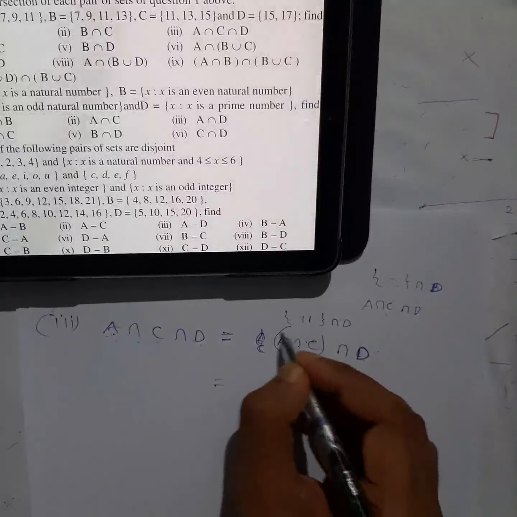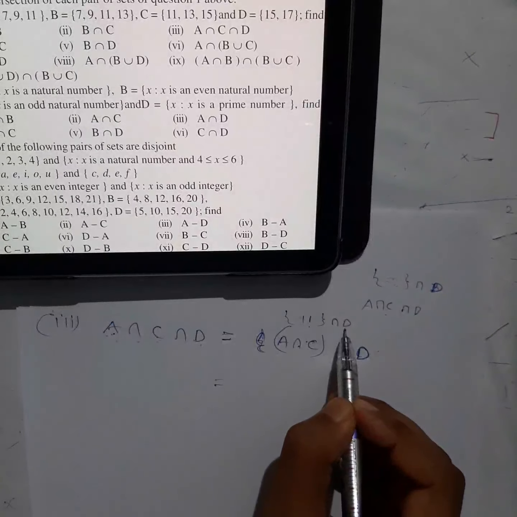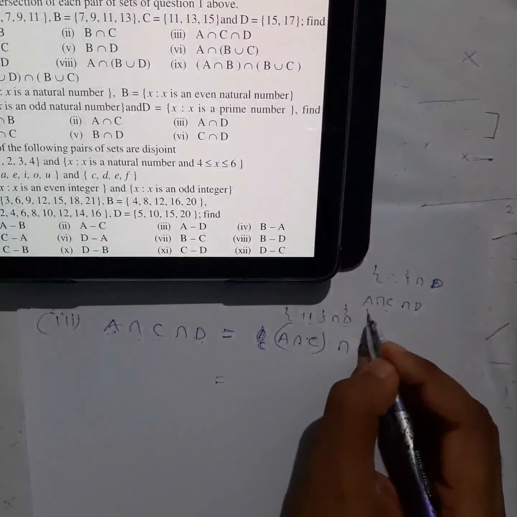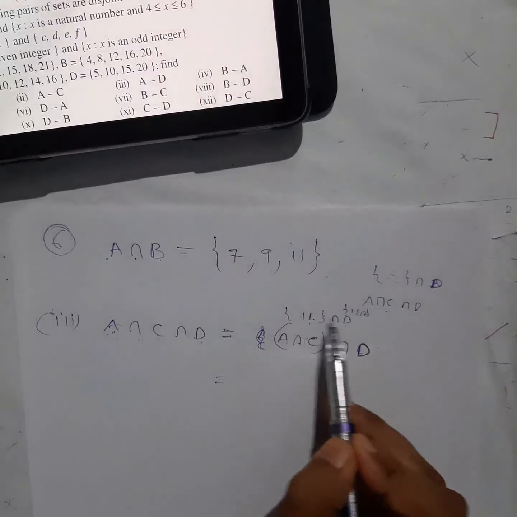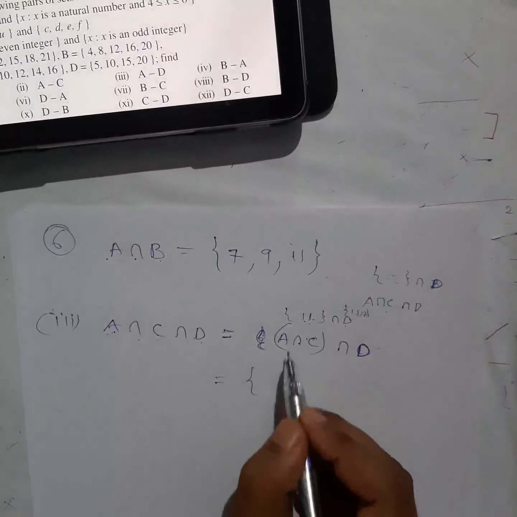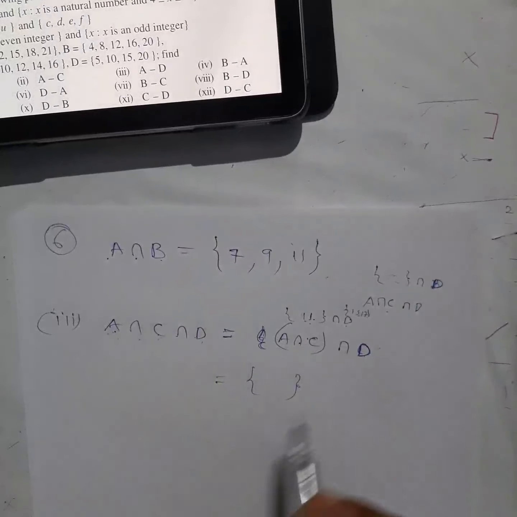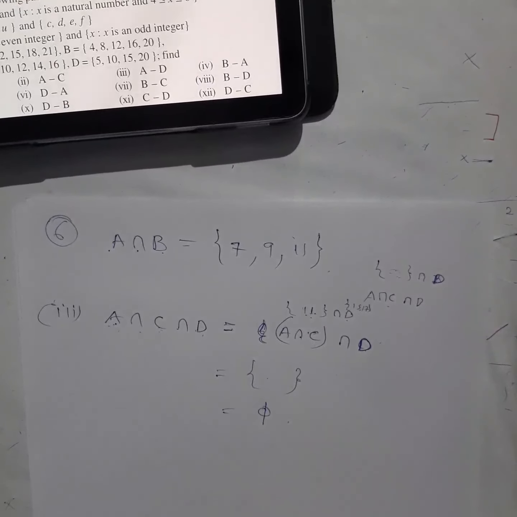Intersection D. Okay, this is this set. So between this set and this set, what is common? D is which one? 15 and 17 is there. So in this set you have 15, 17. Is there anything common? Nothing is common, so this will be empty. There will be no common element between all these three. Okay, so empty, which you can write as phi also.